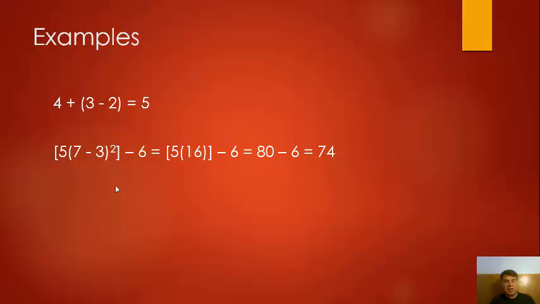5 times 16 minus 6 is going to turn out to be 80. 5 times 16 is 80. And then minus 6 is 74. So that's what order of operations means. You do the parentheses first, then the exponents, then multiplication and division together, and then addition and subtraction together. That's called evaluating an expression.